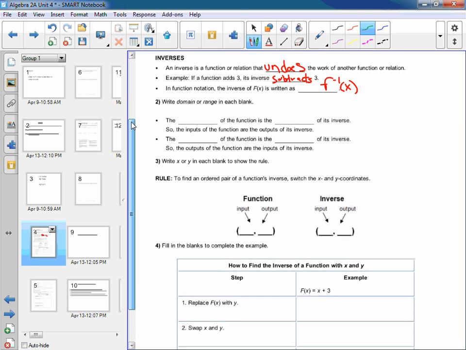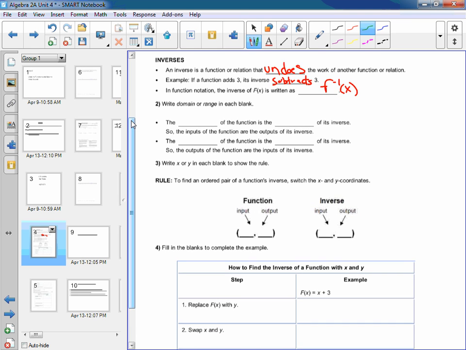All right, so part 2, just to get some notes. Write domain and range, and this is kind of review. The blank of a function is a blank of its inverse. What are they looking for? Well, underneath it says the inputs of the function are the outputs of the inverse. I know that sounds strange, but basically if you have a point (x, y) in one function, it's the point (y, x) in the other. Domain and range can stand for input and output. So here we're saying the inputs, which is your domain, the domain of the function is the range of its inverse, and you can switch it around.